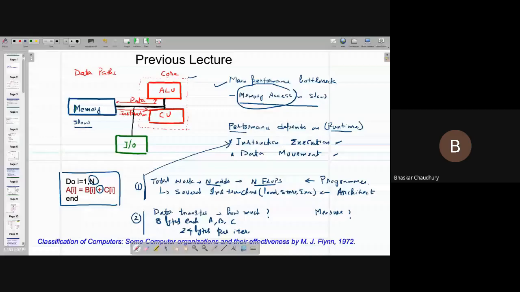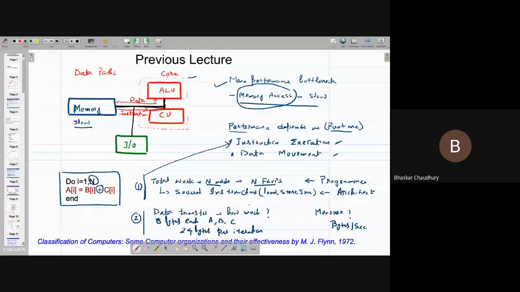And how do we measure this? If you're interested in rate, then you will be interested in how many bytes per second, or how many bytes per cycle. So the measure here is how many bytes per second or per cycle, and the measure here, that is the total work, is how many flops per second. These two are the important things which contribute to the total runtime. So that was one discussion which we had in our previous lecture.